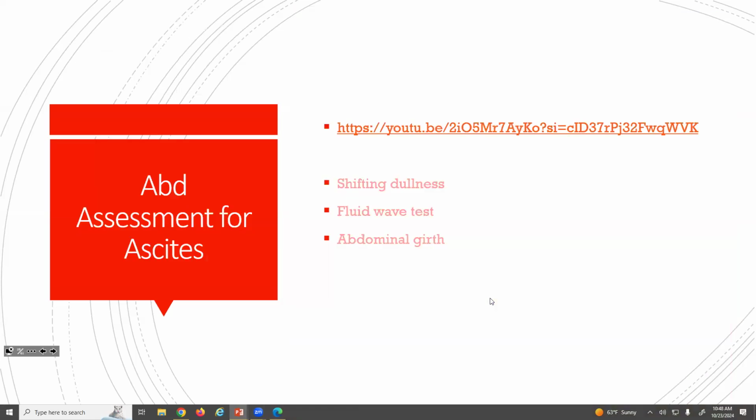Abdominal assessment for ascites. We talked about this. Shifting dullness of the abdomen, so if you're doing percussion and shifting dullness. There's a fluid wave test. I've actually never done that one. The biggest thing is what we talked about earlier, the abdominal girth, because you can trend this day to day.